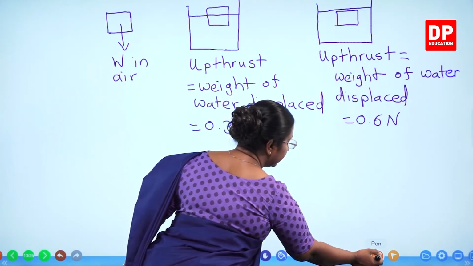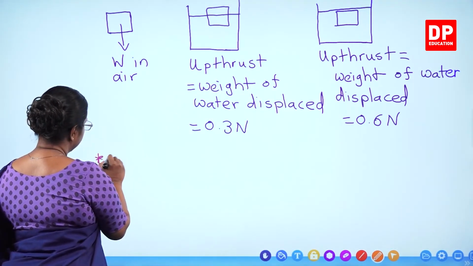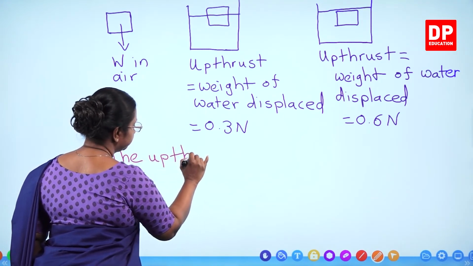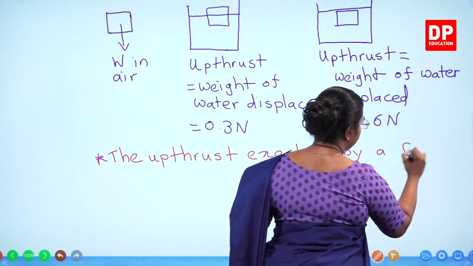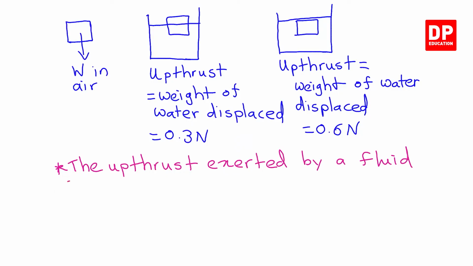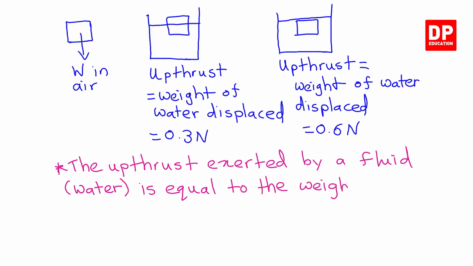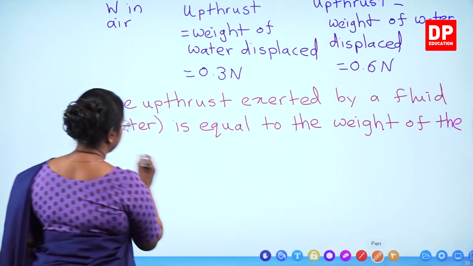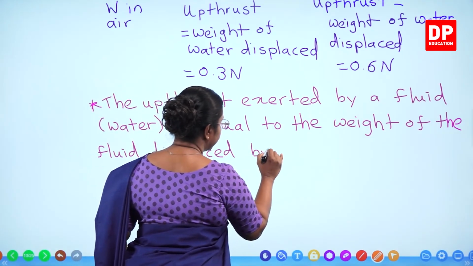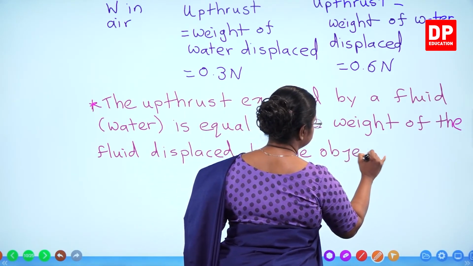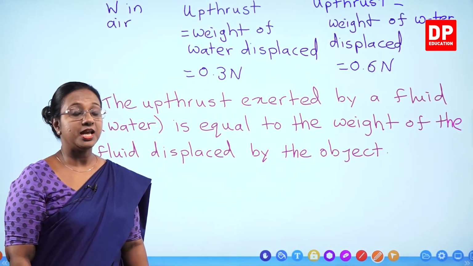So from this, we can conclude and say the upthrust exerted by a fluid, and here of course it's water, is equal to the weight of the fluid displaced by the object. That is one conclusion that you can understand.